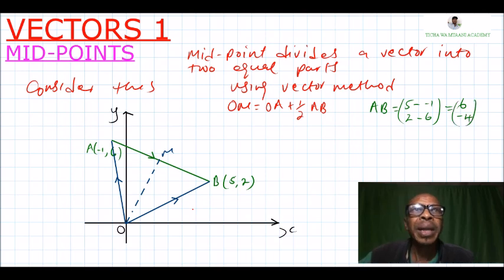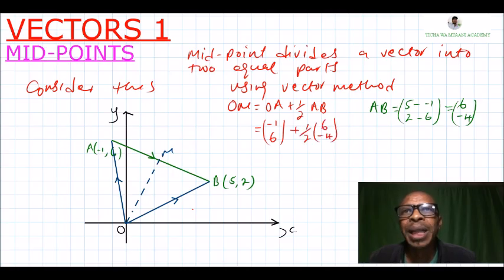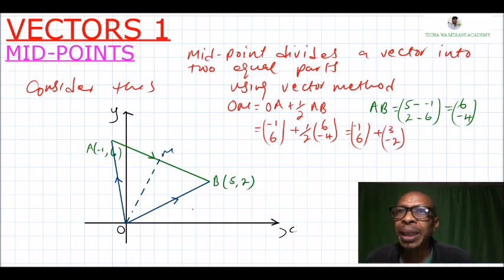We come and replace our AB in OM. So this will be OA, we use the coordinates (-1, 6), plus a half of (6, -4). So this will give you what? This is (-1, 6) plus (3, -2). So we end up with minus 1 plus 3, which gives you 2, and 6 minus 2, which is 4. So that is a position vector, position vector OM, implying that since we have OM, the coordinates of M are (2, 4).